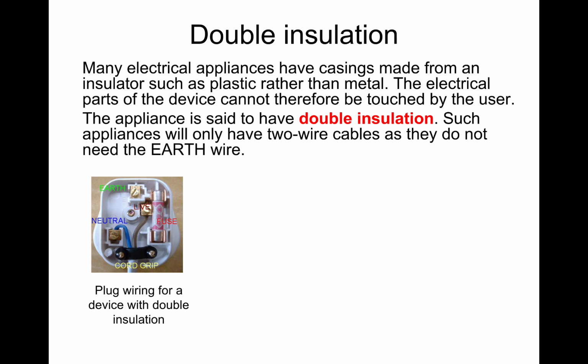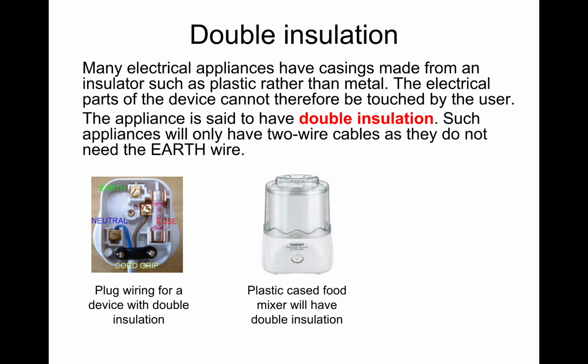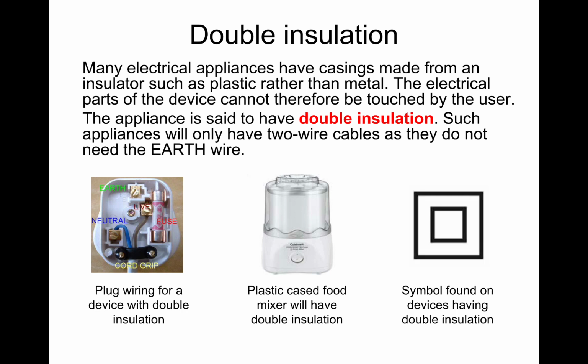So we've got the neutral, we've got the live, still got the fuse, but there's no earth because the earth is not required. Plastic case food mixer will have double insulation. And there's a circuit symbol that looks like this. So what you could do in your house is find something like this plastic food mixer or a blender or anything that has a plastic casing and see if you can find that symbol. It's either on the device or on the plug itself.